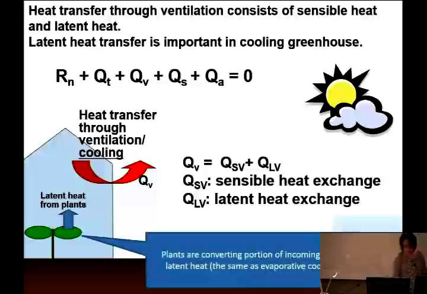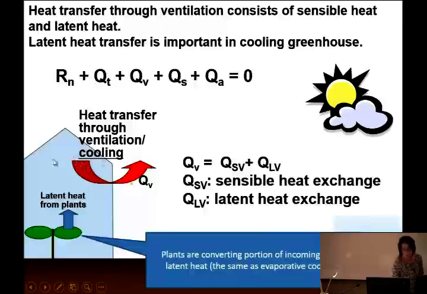So that latent heat is going to go out, injected to the outside of the greenhouse. So if you look at the energy exchange by ventilation, you can add this equation: ventilated heat equals sensible heat exchange by ventilation plus latent heat exchange by ventilation. Okay, and in a plant production system, latent heat is much higher than outside. So usually latent heat goes from inside to the outside.